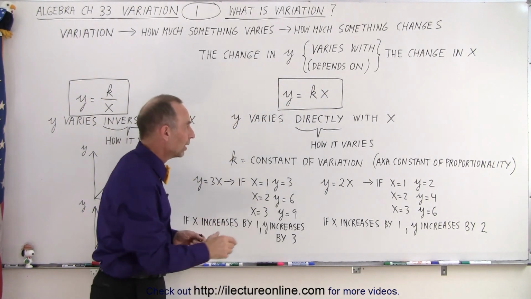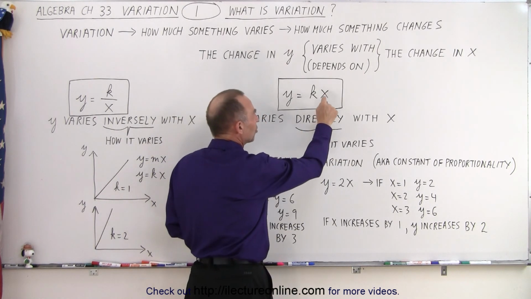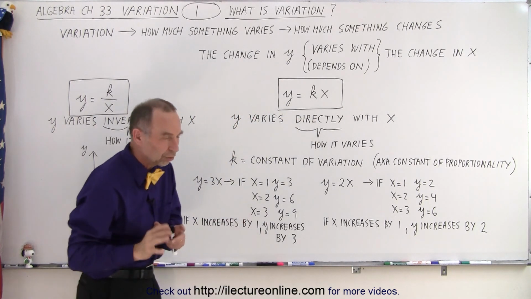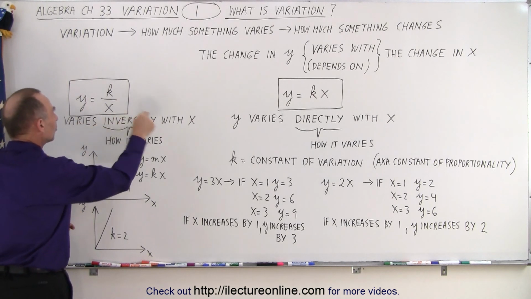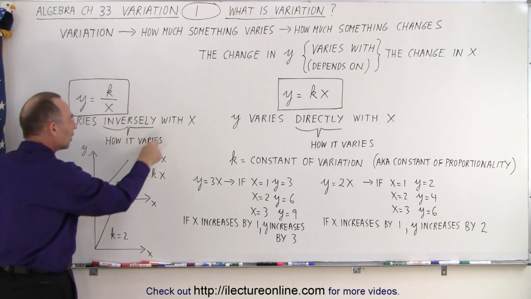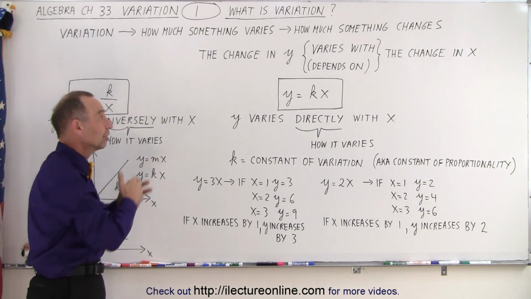So what does that mean? Well, the word directly means how it varies. So when there's a change in x, y will also change, and there's a direct change. And we'll touch upon that in a moment. And here we can say that y varies inversely with x. So again, inversely says how it varies. So always have to say how one variable varies relative to the other.